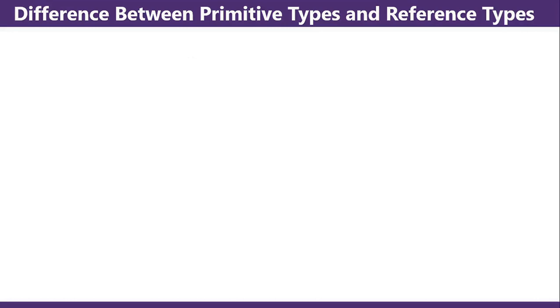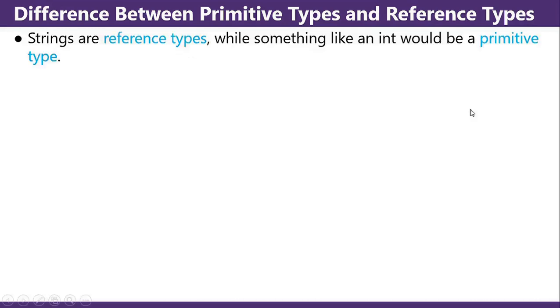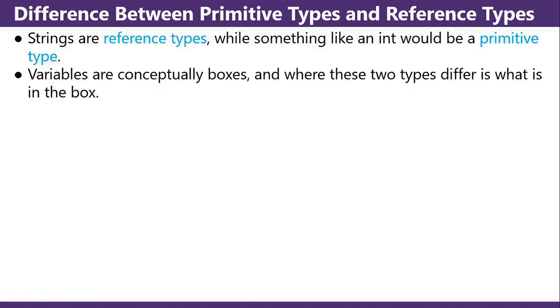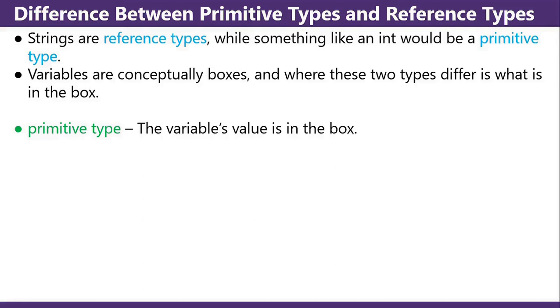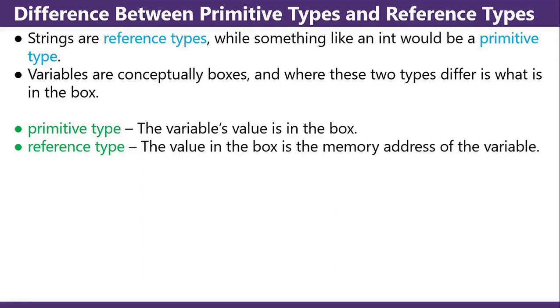Difference between primitive types and reference types. Strings are reference types, while something like an int would be a primitive type. Variables are conceptually boxes, and where these two types differ is what is in the box. Primitive type: the variable's value is in the box. Reference type: the value in the box is the memory address of the object.